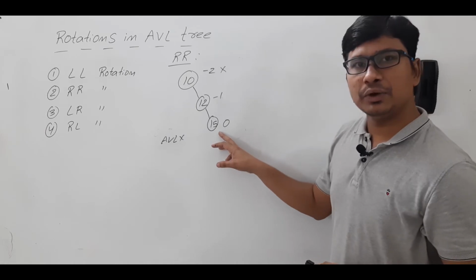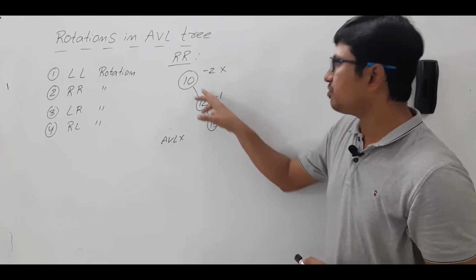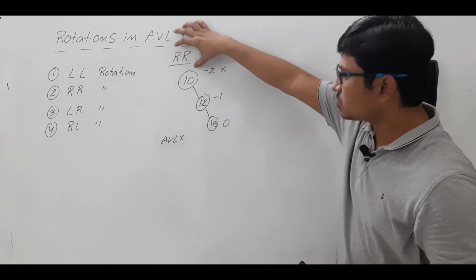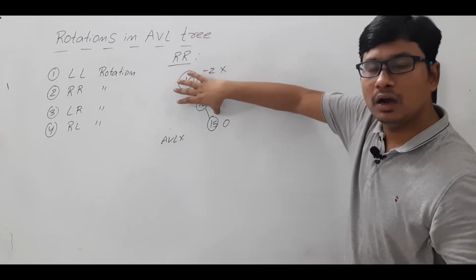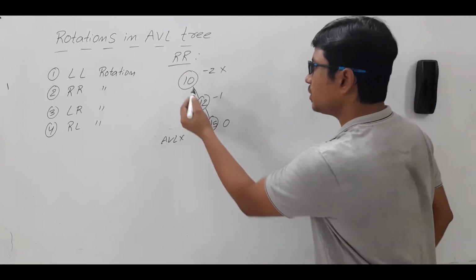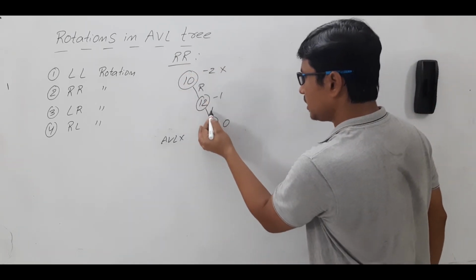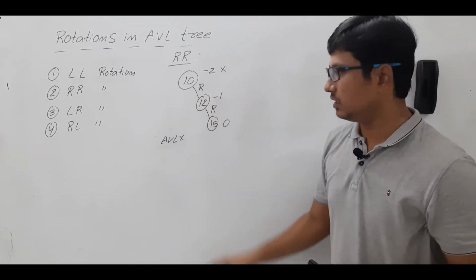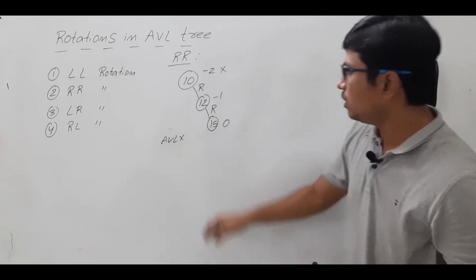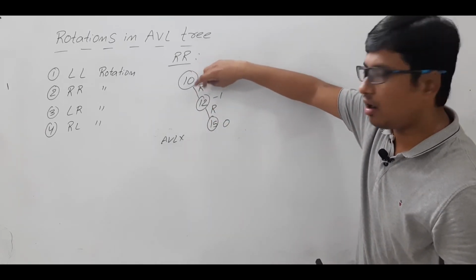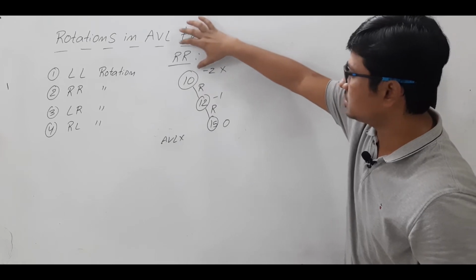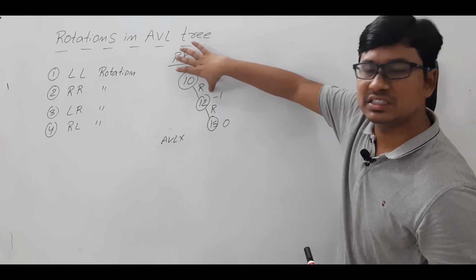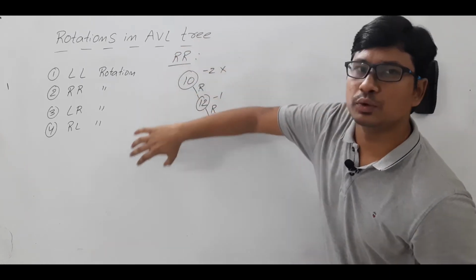Now, which element have you inserted? 15. Because of 15, the balancing factor has gone to minus 2. So from this node, go towards the newly inserted node. How are you going? First you are going to the right side, then again to the right side. That's why we call it RR rotation. In this RR rotation, you hold the child of the node whose balancing factor is -2, and rotate towards the left side.